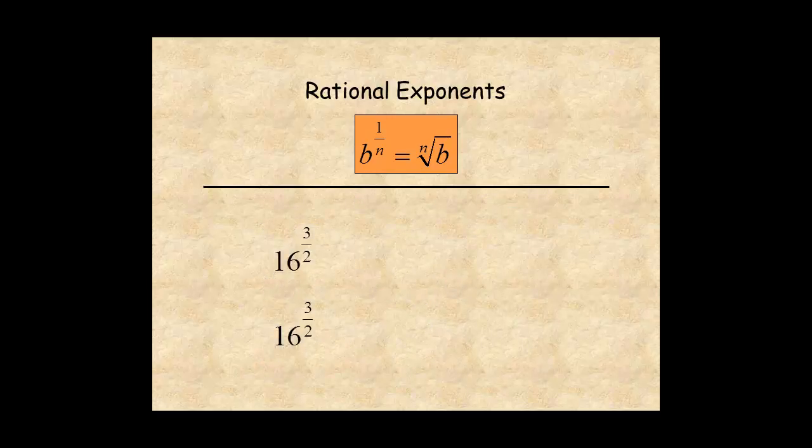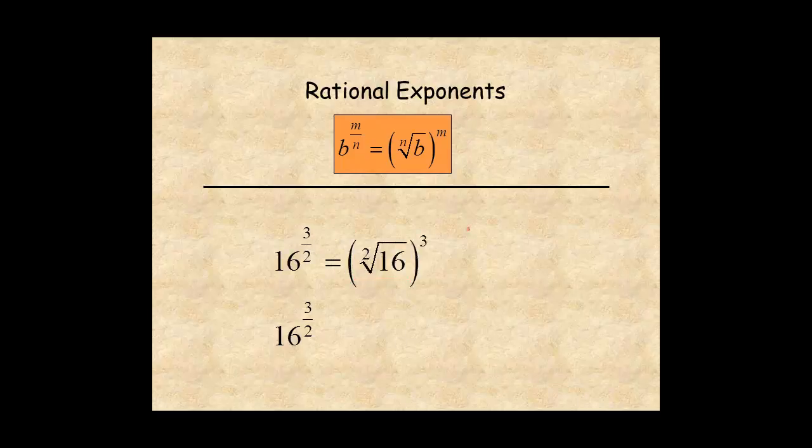Returning to the definition, if you add a numerator to the rational exponent, you can express a power and a root in the same expression. For example, the expression 16 to the power of 3 over 2 is equal to the square root of 16 to the third power. Since the square root of 16 is 4, the expression is equal to 4 to the 3, which is 64.